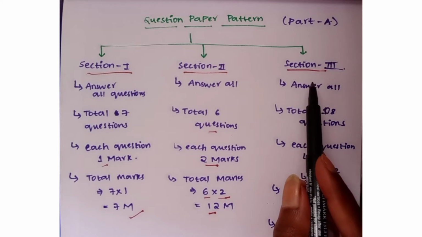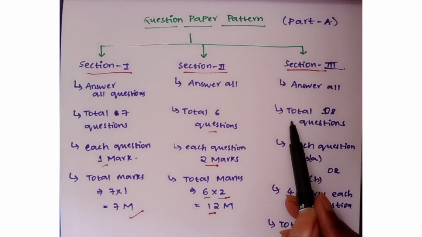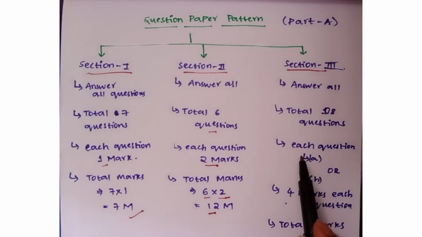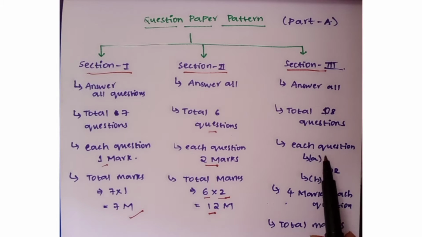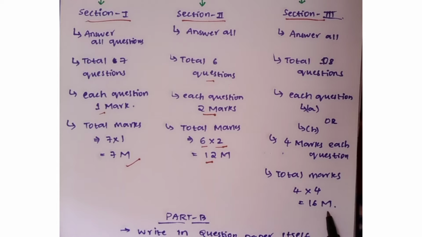Now section 3 is a very important section. You need to answer all the questions and there will be 8 questions, out of which you need to choose 4. It means that for every question they are going to give A and B options, so you need to choose one among A and B for every question. You need to answer 4 questions, and each one carries 4 marks. So the total number of marks for section 3 is 4 into 4, which is nothing but 16 marks.